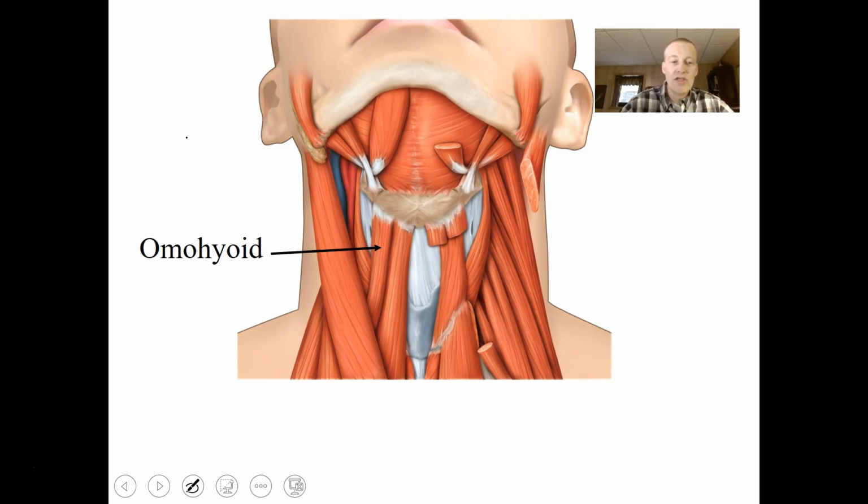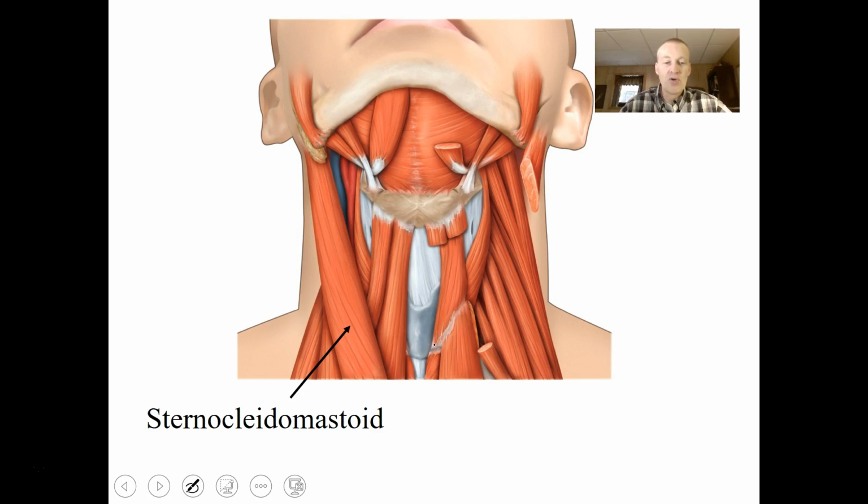So the omohyoid is connected into your hyoid. Okay, and it goes down. I'll show you a better picture of where it attaches in just a second. Again, it's going to be pulling on your clavicle. Many of these lower muscles here are going to be helping in swallowing, moving the larynx, depressing or elevating the larynx.